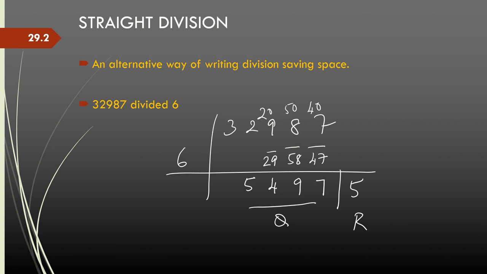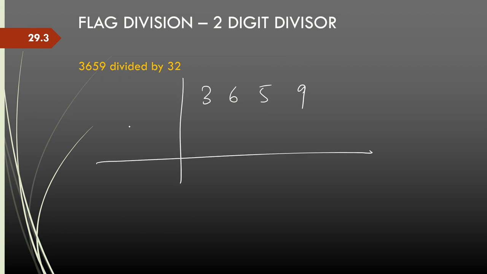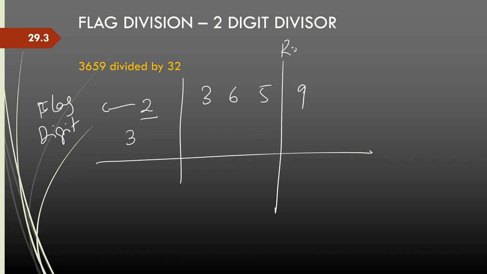So, let us see how we can use the same way of notation for dividing with a 2-digit divisor. Now, this is called flag division because when I write it down in this form, 3659 divided by 32, I write 3 as the divisor, and 2 I raise and write it down on top as the flag digit. So, this we call the flag digit or the Dvajank, and that is where the name of the division, flag division, comes from. Now, since I have one digit in the flag, from the right I draw a line after one digit, this is called the remainder line.